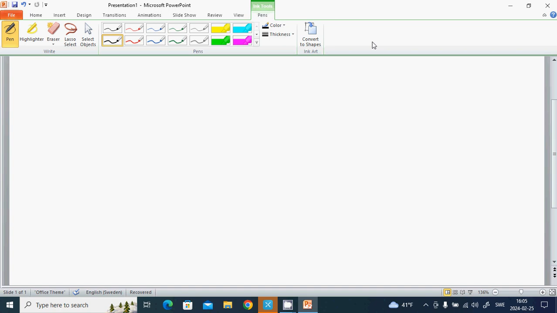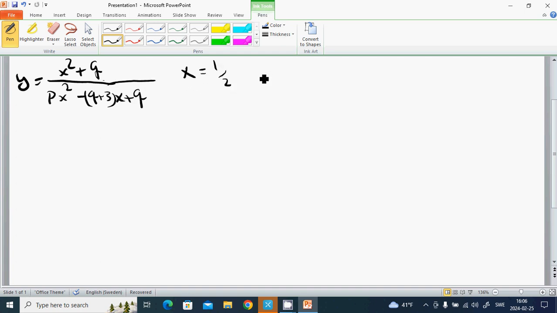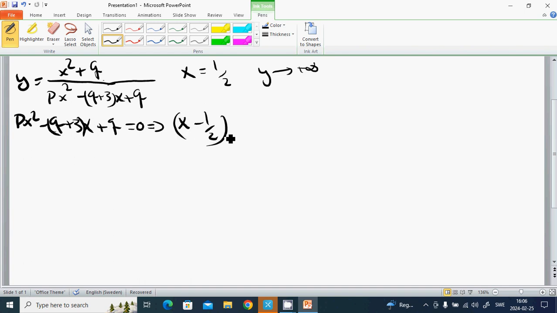Now we have another example: y equals x² plus q divided by px² minus q plus 3x plus q. We will find p and q, when x equals to half, y is plus infinity. It is that px² minus q plus 3x plus q equals 0, then (x minus half) power of 2 is this one.